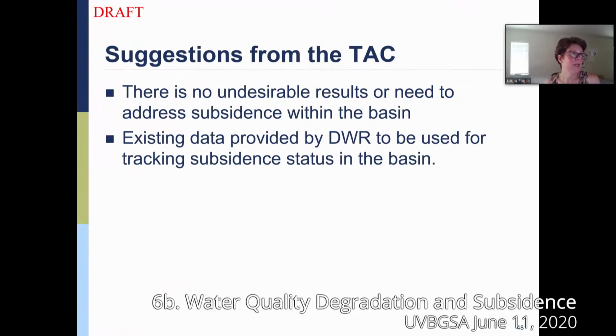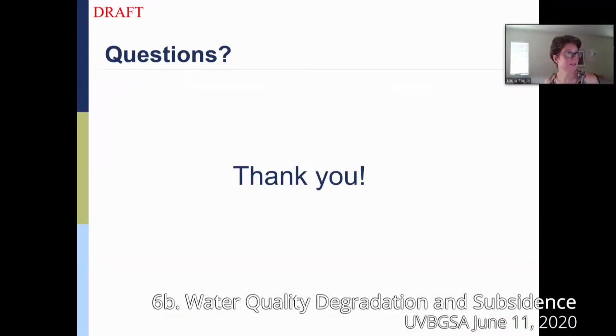What we will write into the plan is that the agency will keep checking the data that DWR will be providing annually for subsidence, and monitor and demonstrate that there is no effect happening in the next 20 years. I think that's it. So this was pretty easy and quick. I don't know if somebody has comments or would like to see something different. Any questions, comments, directors? Hearing none. Public comment or questions?